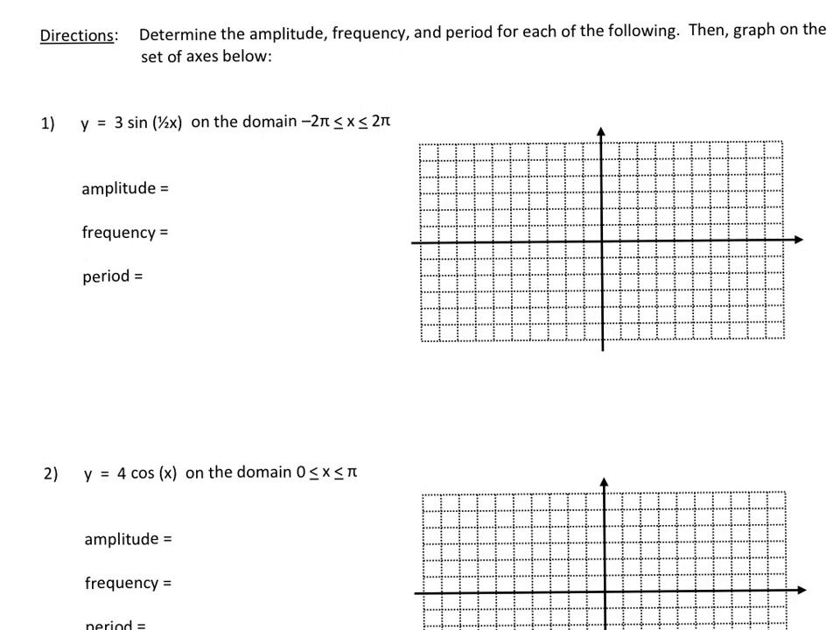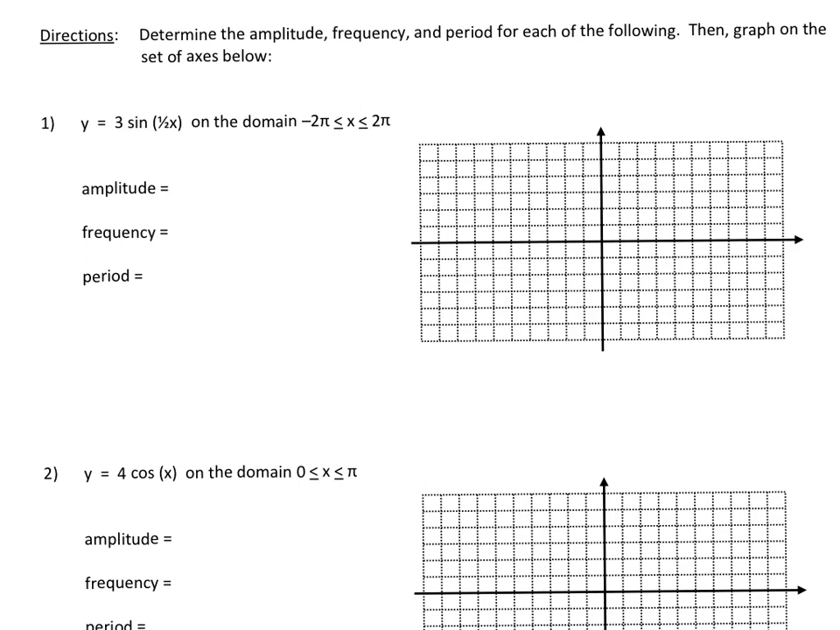So the directions here ask us to determine the amplitude, frequency, and period for each of the following, and then we have to graph them on the set of axes below. All right, so what I'd like you to do is take a look at number 1 and think about what you learned in the last videos. The last couple videos, when you look at an equation, what do these numbers represent? And think about some formulas you learned, and I'd like to see if on your own you can find these 3 things. Okay, so hit pause and do that.